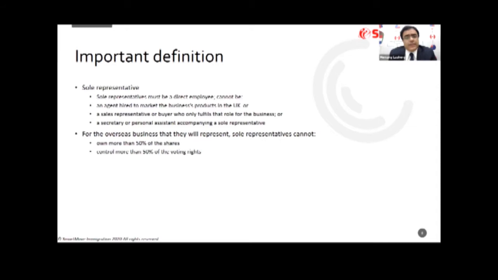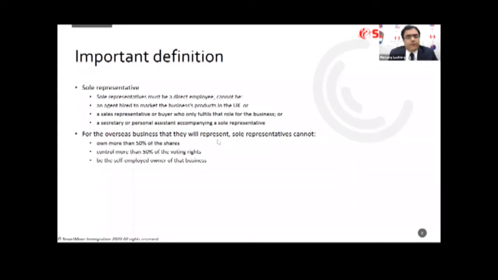But now the Home Office has gone a step further, and they've clarified that the sole representative cannot control more than 50% of the voting rights as well. And this, in a primary sense, is designed for businesses that could be based in the Middle East, where it's a local requirement that they need to have a majority shareholder who is a national of that particular country, but the person who's the minority shareholder is actually controlling the business. So to get around it, the Home Office has created and specified these rules.